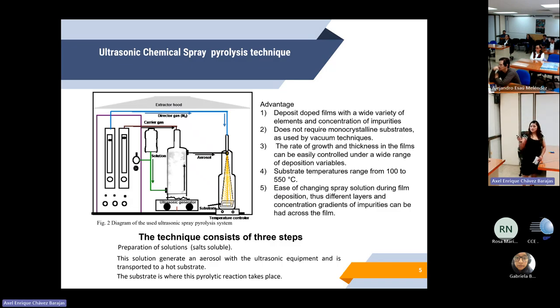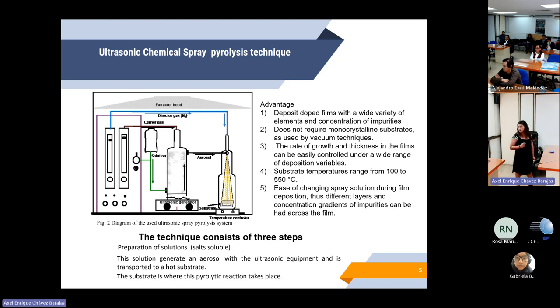In figure 2, we can see the diagram of the ultrasonic spray pyrolysis system. The main advantage is that it deposits films with a wide variety of elements and concentrations of impurities. It doesn't require monocrystalline substrates or vacuum techniques. The rate of growth and thickness of the films can be easily controlled under a wide range of deposition variables. The substrate temperature ranges from 100 to 550 Celsius degrees.